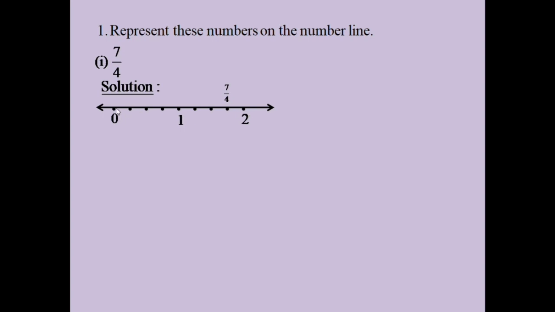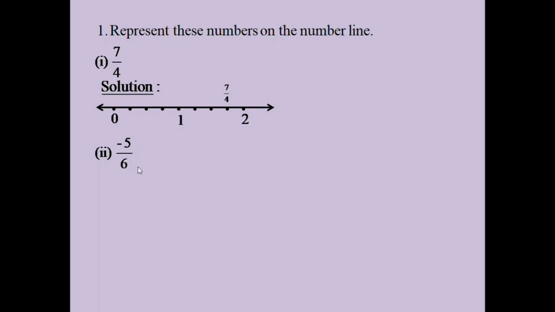And now we count 0, 1 by 4, 2 by 4, 3 by 4, 4 by 4. 4 by 4 is nothing but 1. Next 5 by 4, 6 by 4, 7 by 4. The place of 7 by 4 on a number line is represented like this.